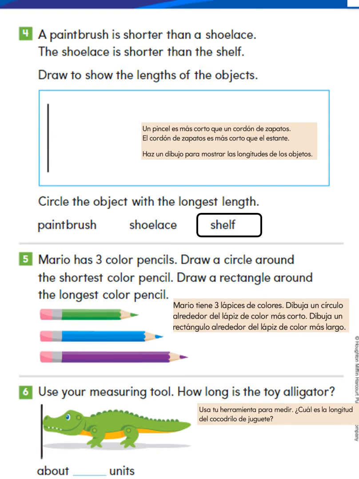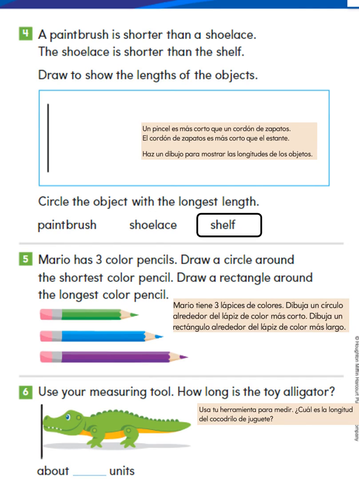Pausa si necesitan tiempo. Number 5. Mario has 3 color pencils. Draw a circle around the shortest color pencil. Draw a rectangle around the longest color pencil. Mario tiene 3 lápices de colores. Dibuja un círculo alrededor del lápiz de color más corto. Dibuja un rectángulo alrededor del lápiz de color más largo.